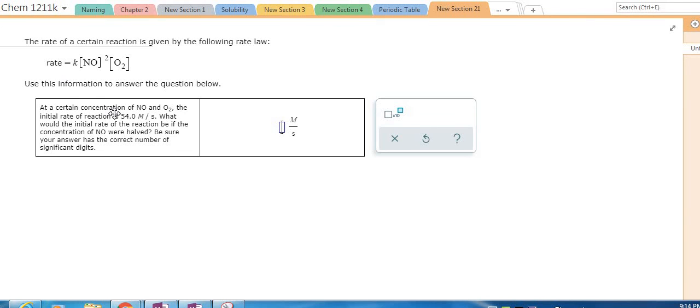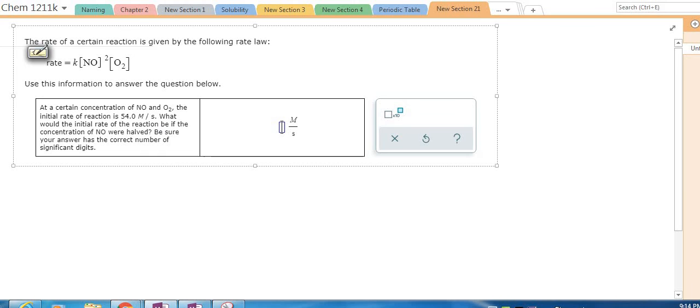Okay, we have a rate law that is given to us right here. It says that this rate, and it gives us an initial rate of that reaction right here, is going to equal some constant times nitrogen monoxide raised to the second power times the concentration of oxygen. And it says here, what would the initial rate of the reaction be? So we want to recalculate this rate.